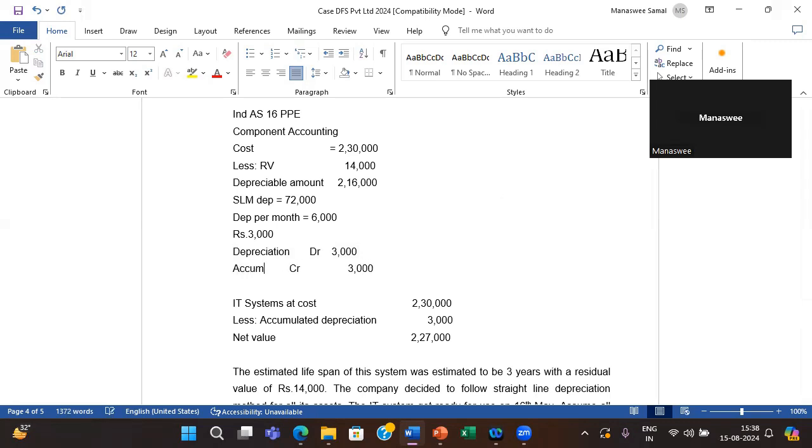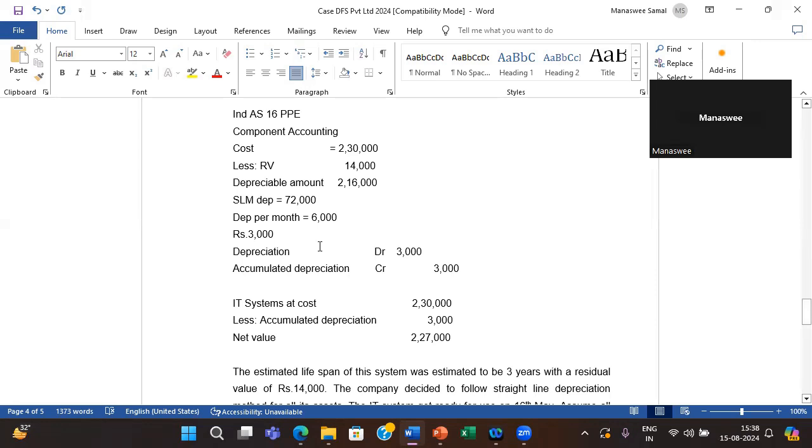Accumulated depreciation is credit 3,000 rupees. So this is the journal entry you are expected to pass in corporate accounting. Engineers can, I think, quickly connect because they are learning it for the first time. So for them, there is no problem.